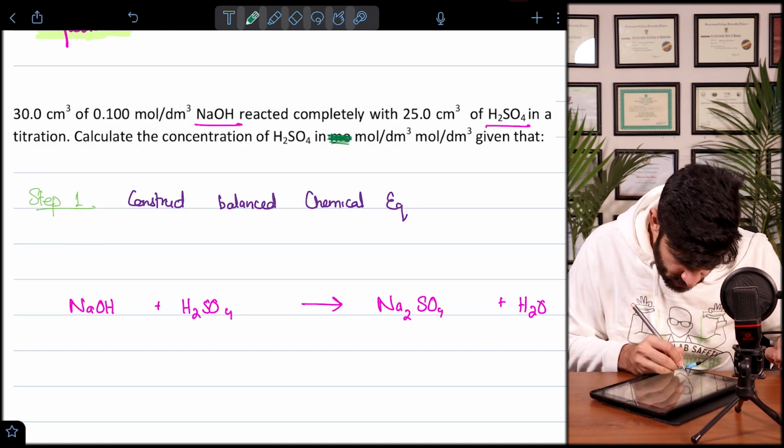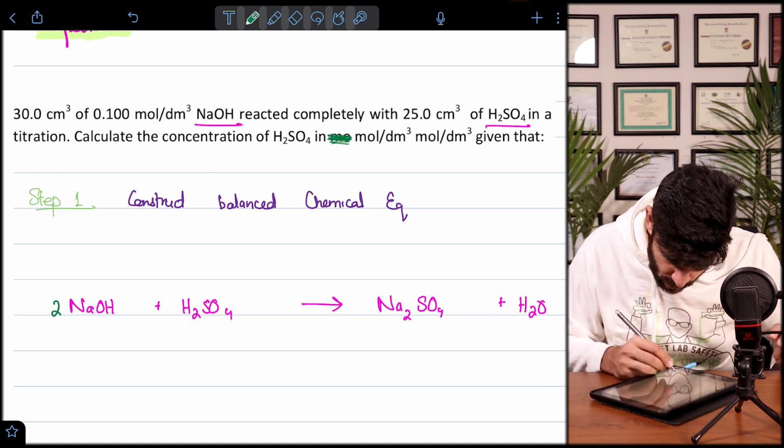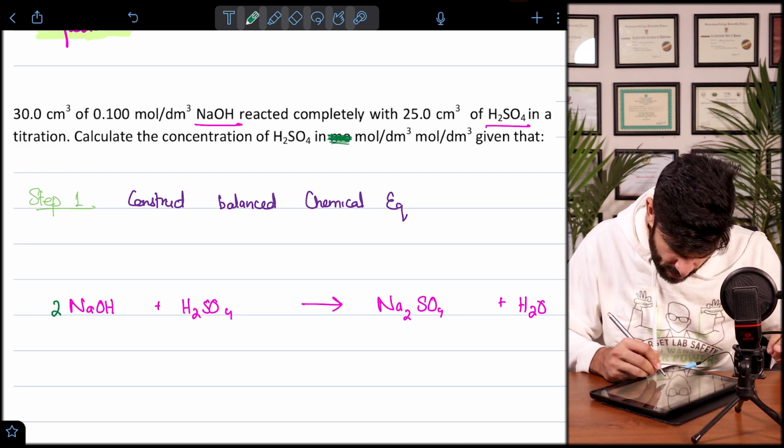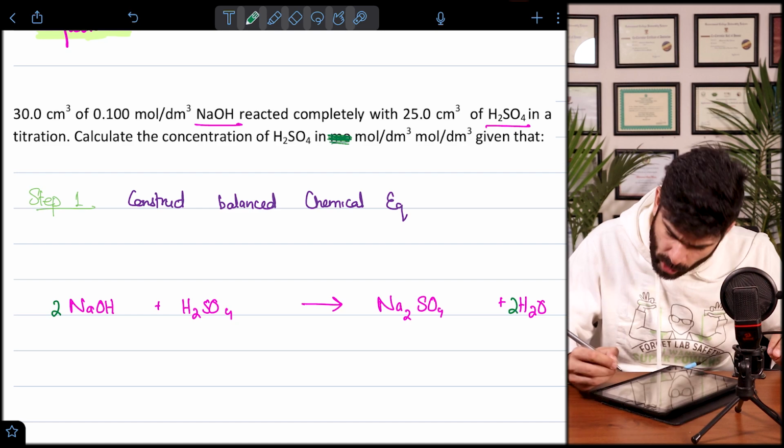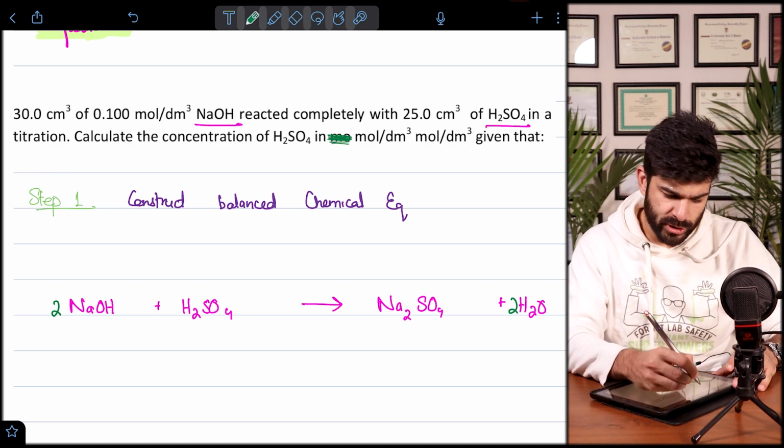So let's balance the equation. 2 is here, sulfate is there, sulfate is 1, hydrogen 1, and 2 moles of water. So this is the balanced chemical equation.